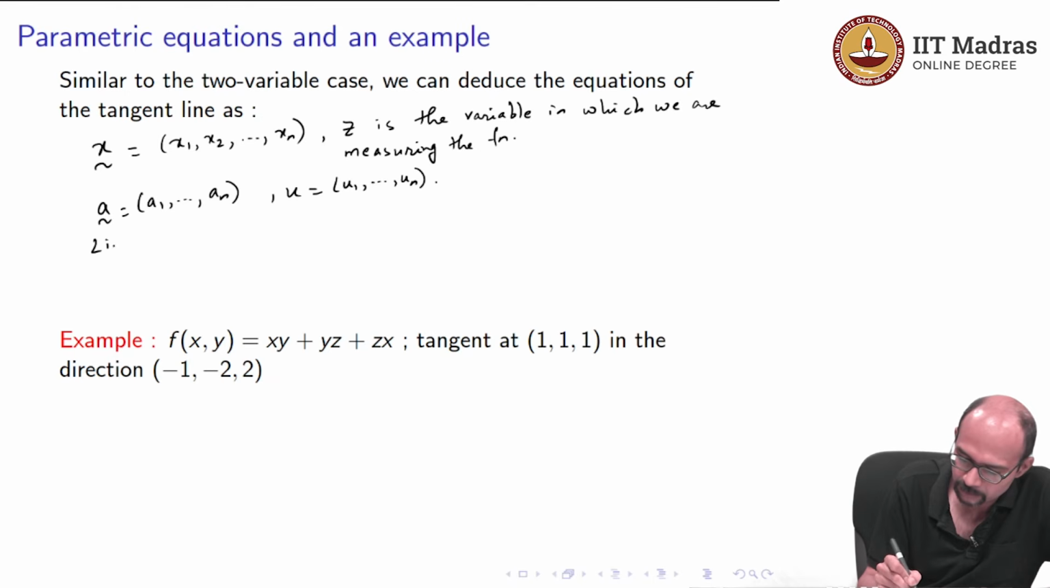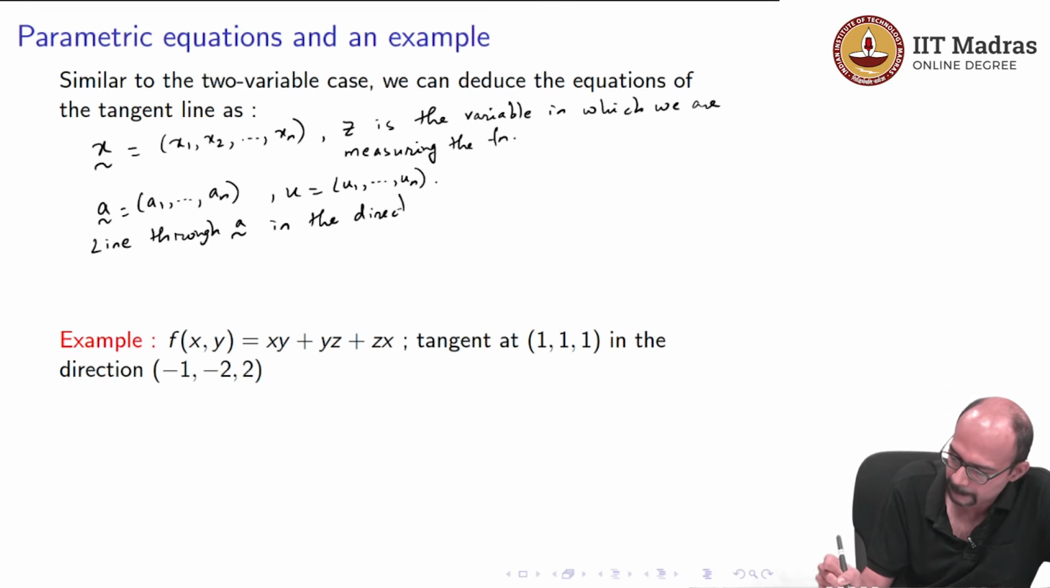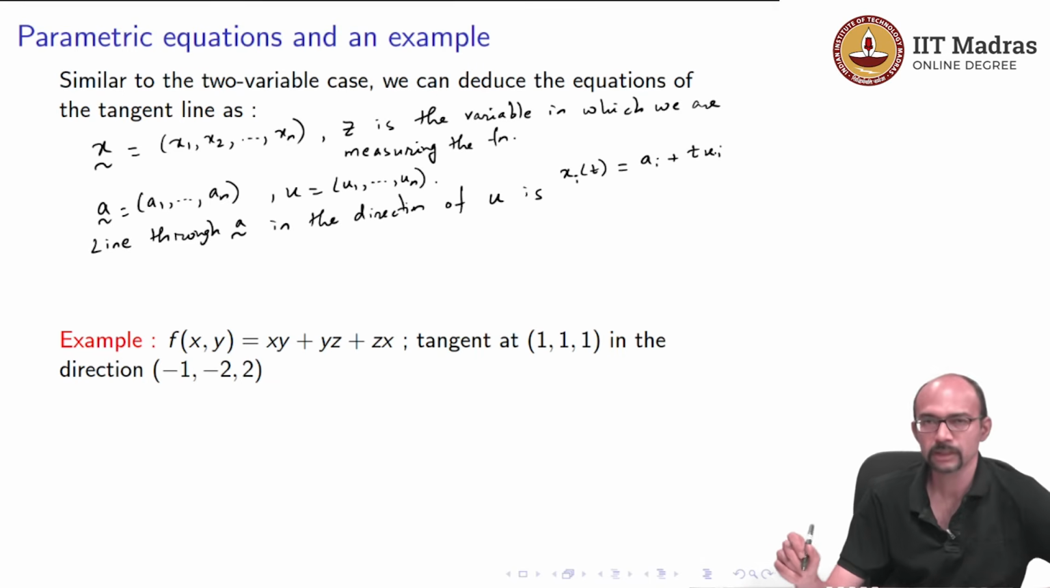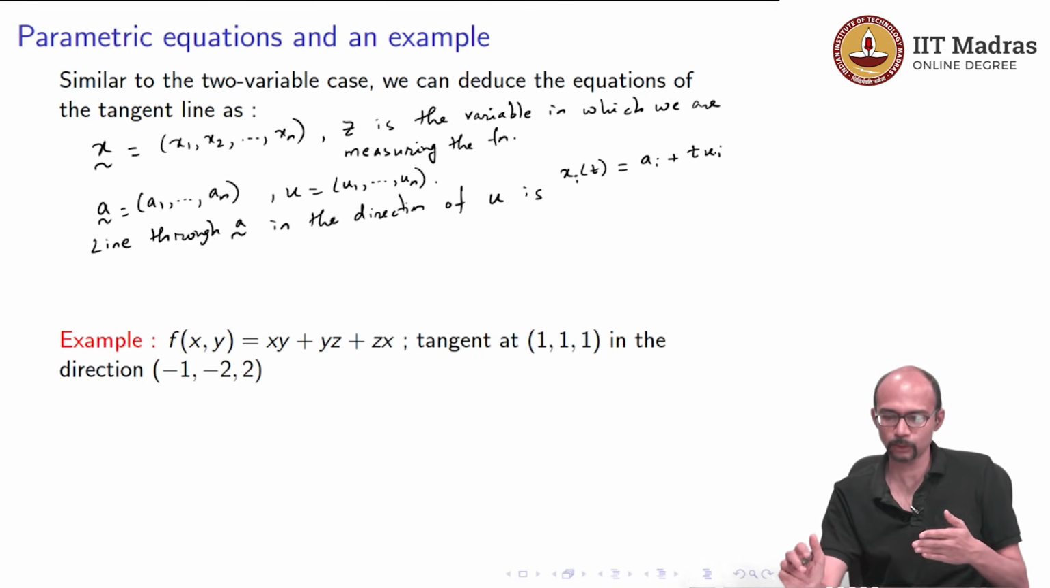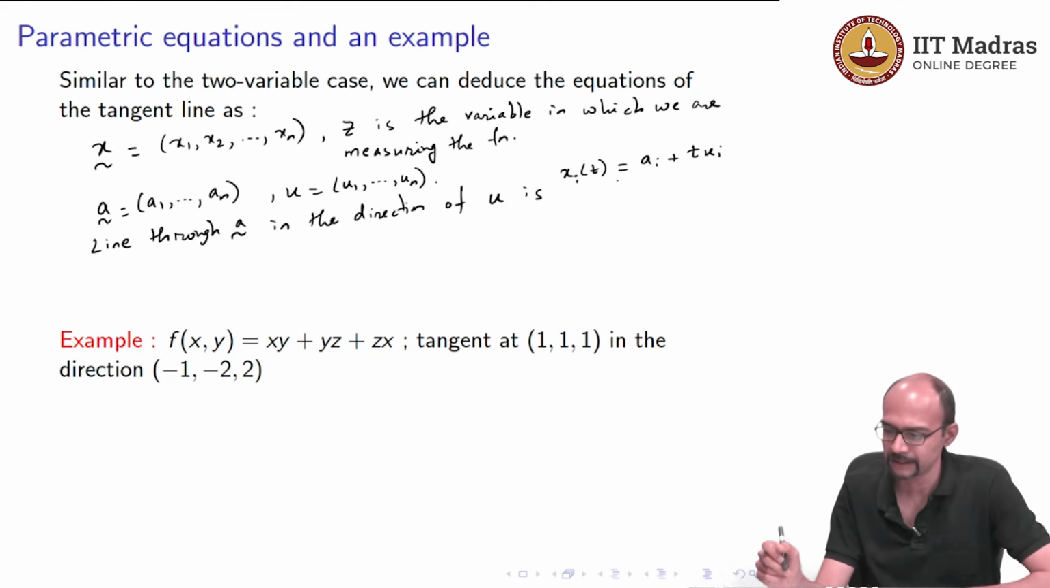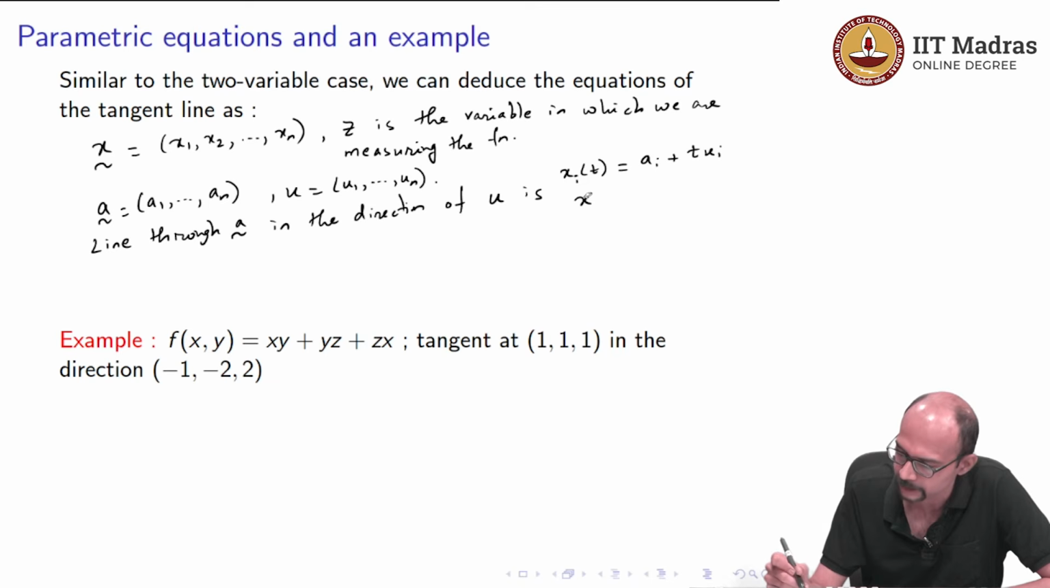So, the line through a tilde in the direction of u, the parametric equations are x i of t is a i plus t times u i. So, again a line passing through the origin in direction u1, u2, un will be t times u1, u2, un, and now you are translating it by the vector a. So, that is for each i that this happens.